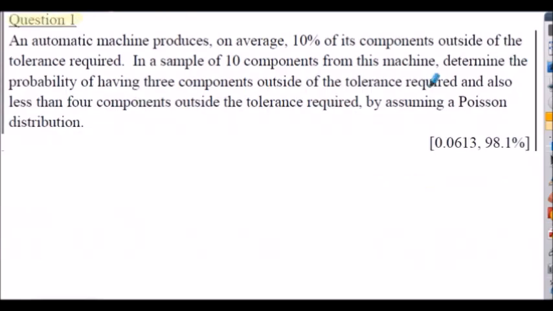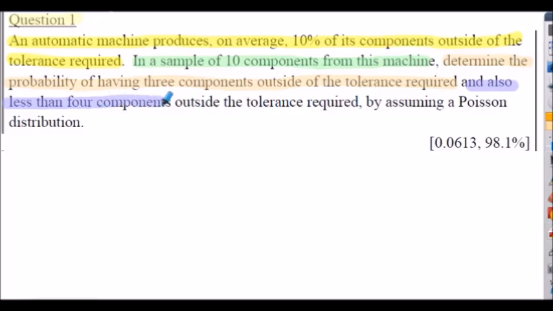Here's question 1. An automatic machine produces, on average, 10% of its components outside of the tolerance required. In a sample of 10 components from this machine, we've got to determine the probability of having 3 components outside of the tolerance required, and also having less than 4 components outside the tolerance required. And we're assuming here a Poisson distribution can be used.